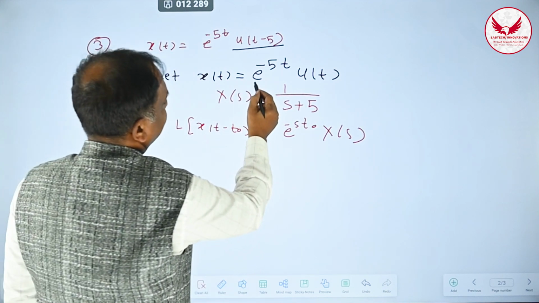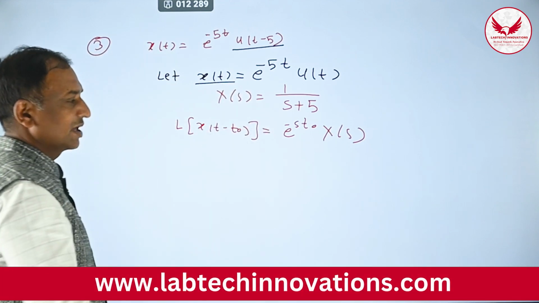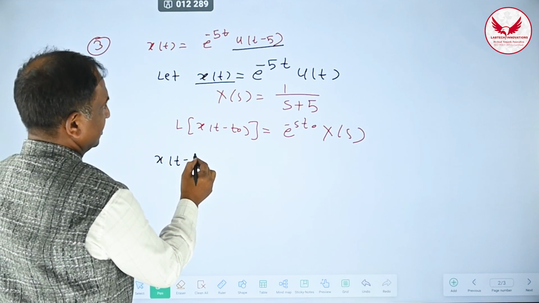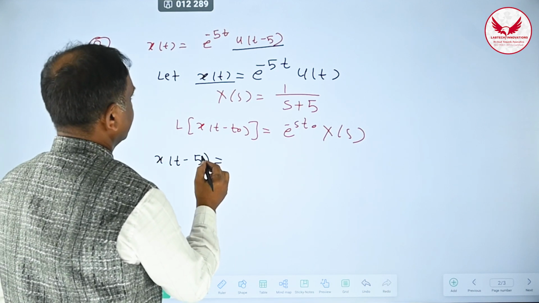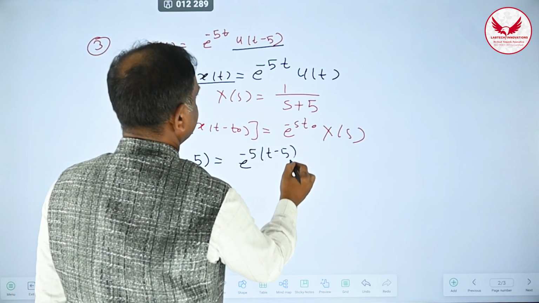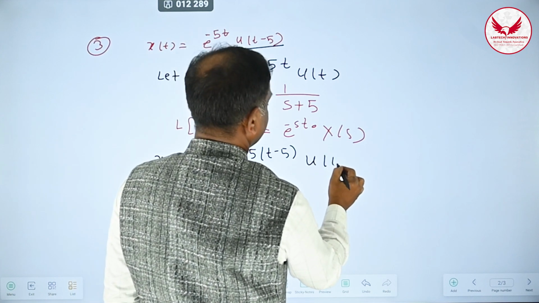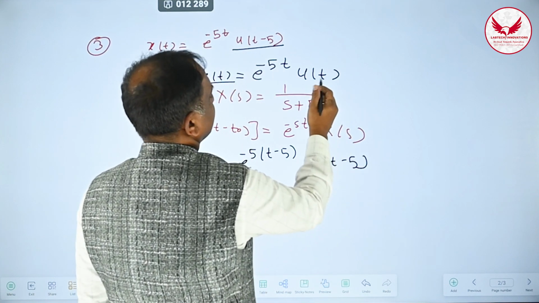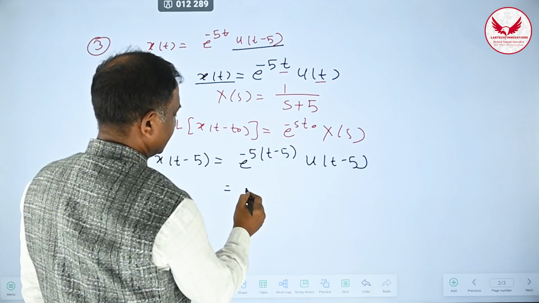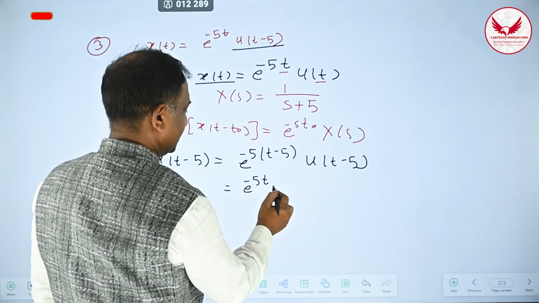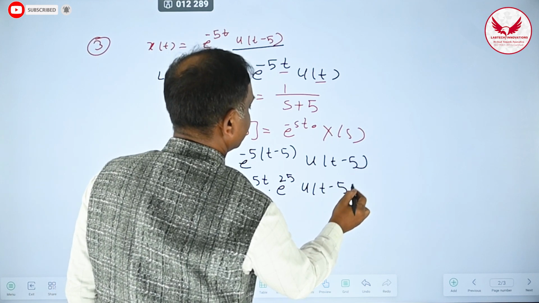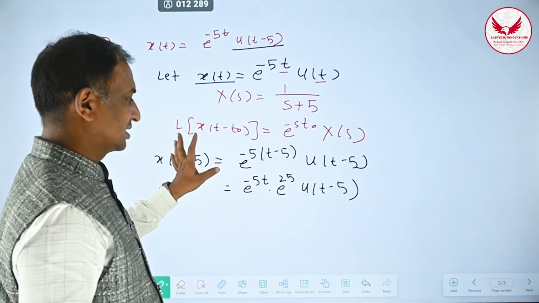Now I will shift this signal entirely by 5 units of time. Therefore x of t minus 5 is equal to e raised to minus 5 into (t minus 5) into u of t minus 5. Here both this t and this t are shifted by 5 units of time. So I can write e raised to minus 5t into e raised to 25 into u of t minus 5.